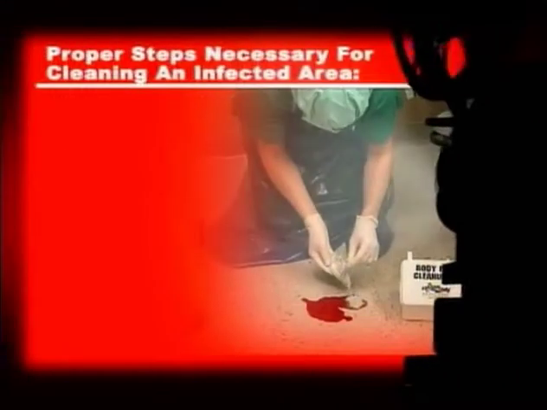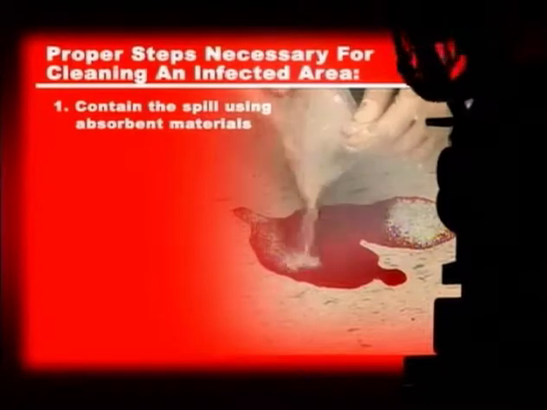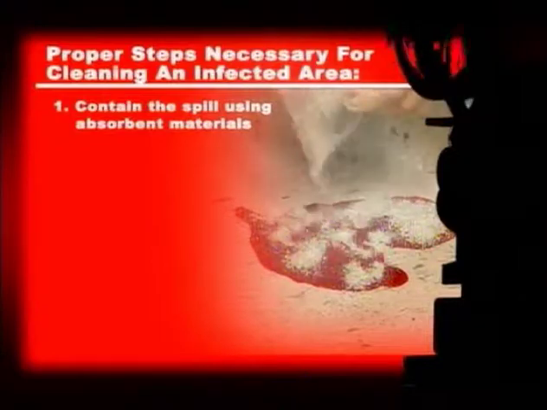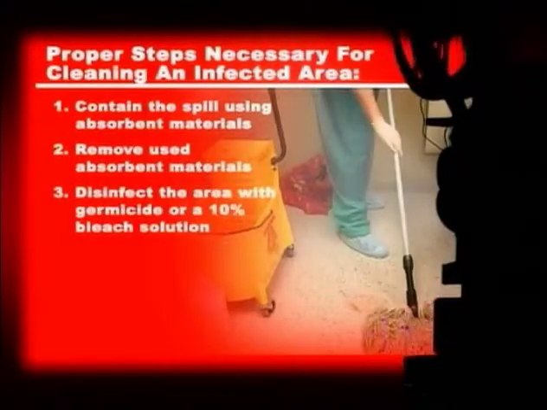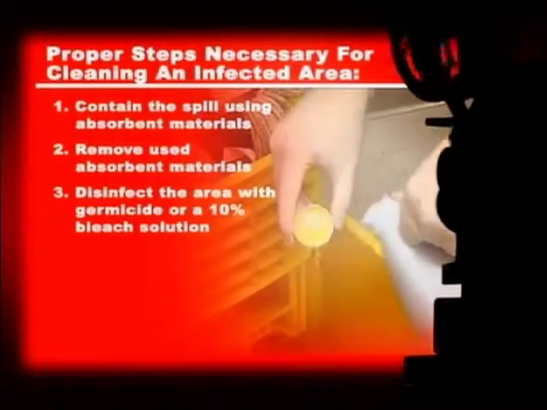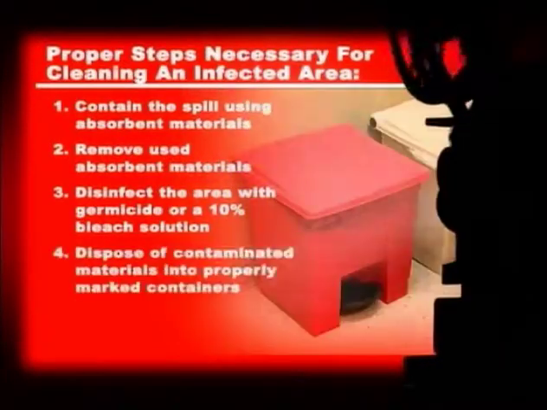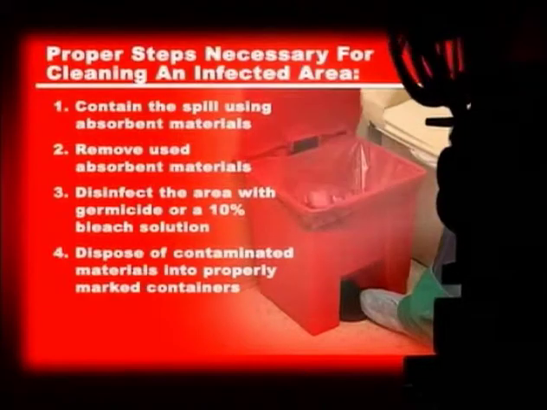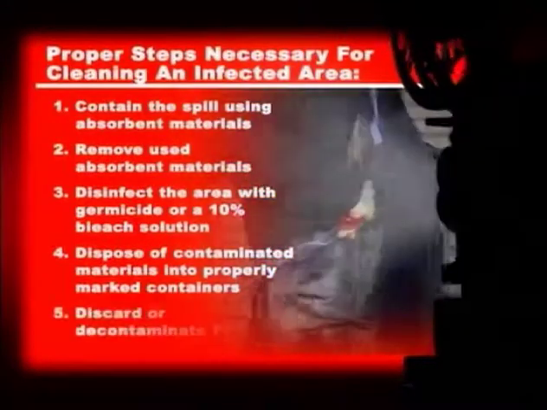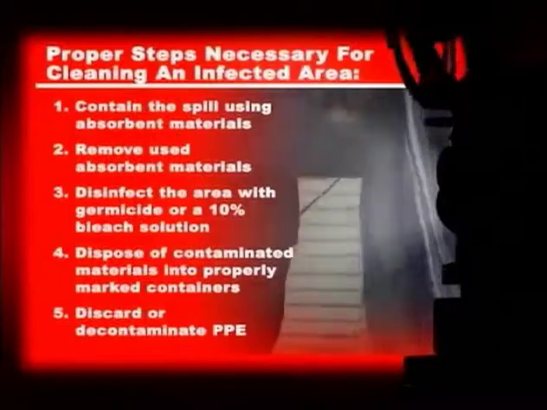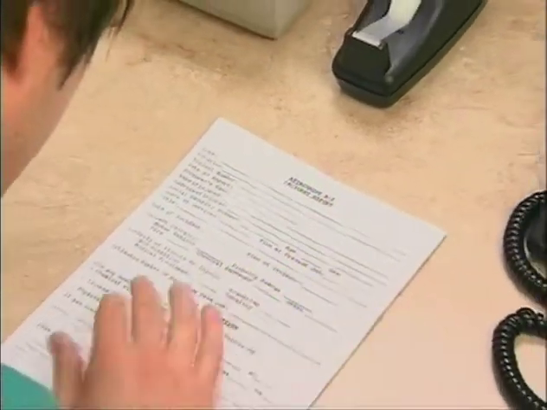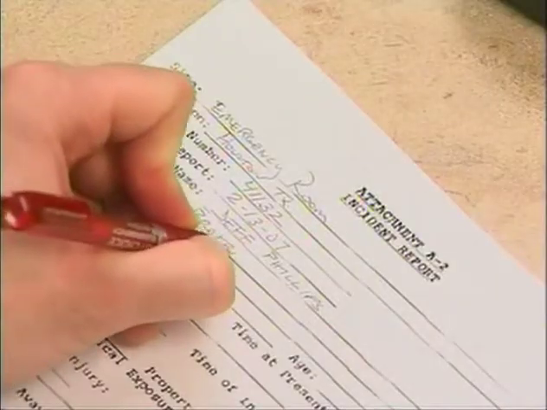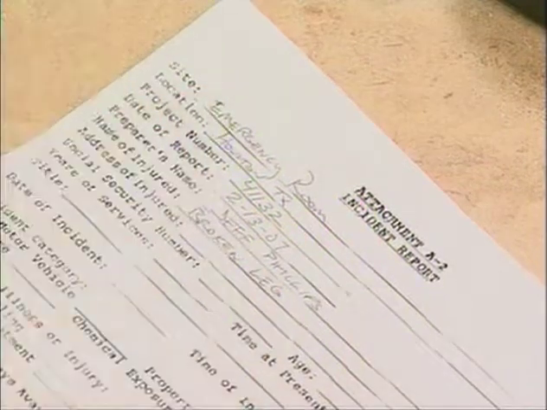The steps for cleanup are: contain the spill using absorbent materials, remove used absorbent materials, disinfect the area with germicide or a 10% bleach solution, dispose of contaminated materials into properly marked containers, discard and decontaminate PPE. An incident report needs to be completed that describes the incident, including the routes of exposure and the identity of the source individual, if known.